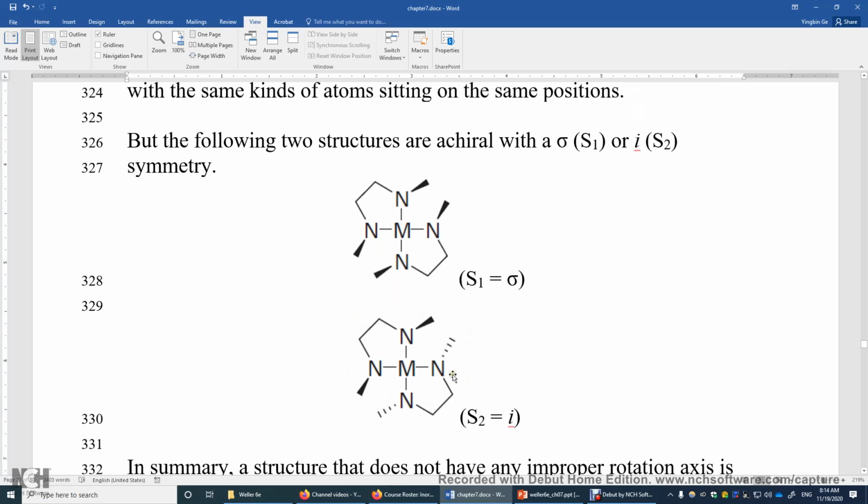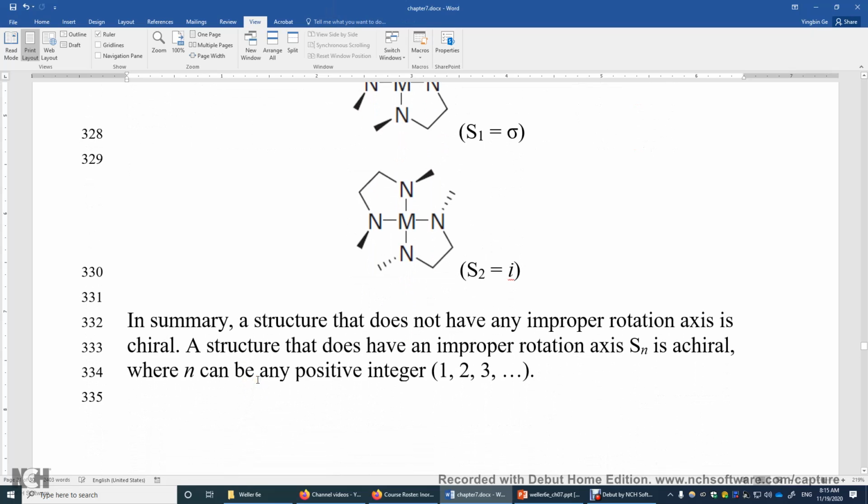Now let's look at this structure. Well, this structure is also achiral because it contains a center of symmetry. And let's do this inversion operation. This wedge will become this hash line, and this wedge will become this hash line. So this structure does contain a center of symmetry, and that's equivalent to S2, improper rotation symmetry elements. Therefore, this structure is also achiral. Its mirror image can be superimposed onto this same structure.